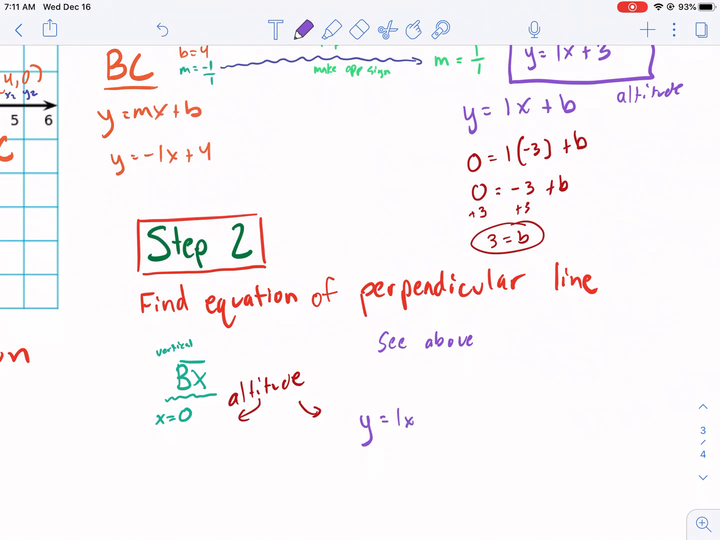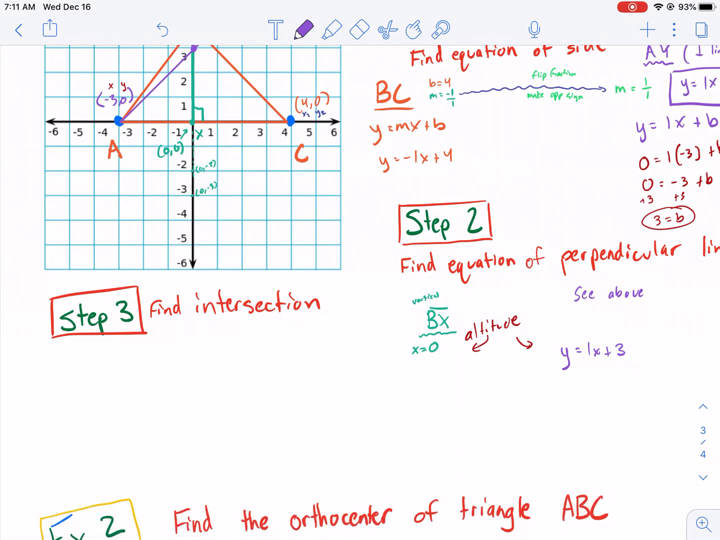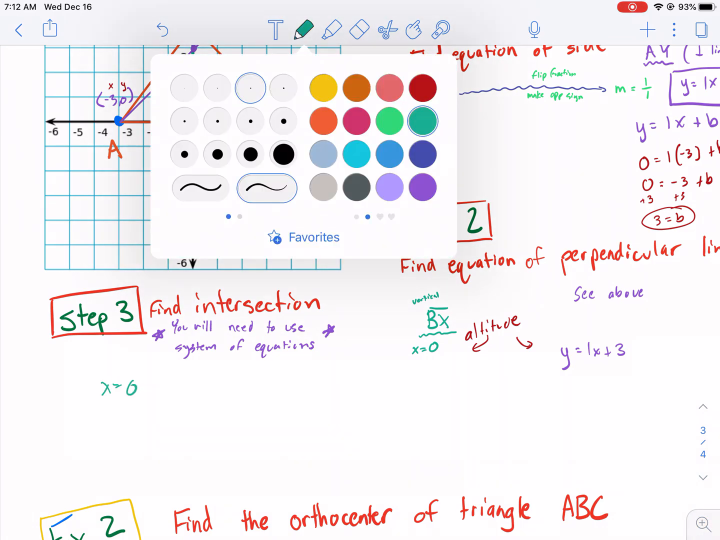Y equals 1x plus 3. So we have our 2 altitudes there. Now we have to find the intersection. Now this part, you will always need to use systems of equations for intersections. But this one's pretty easy just because we can use substitution. You can even see the point of intersection there.